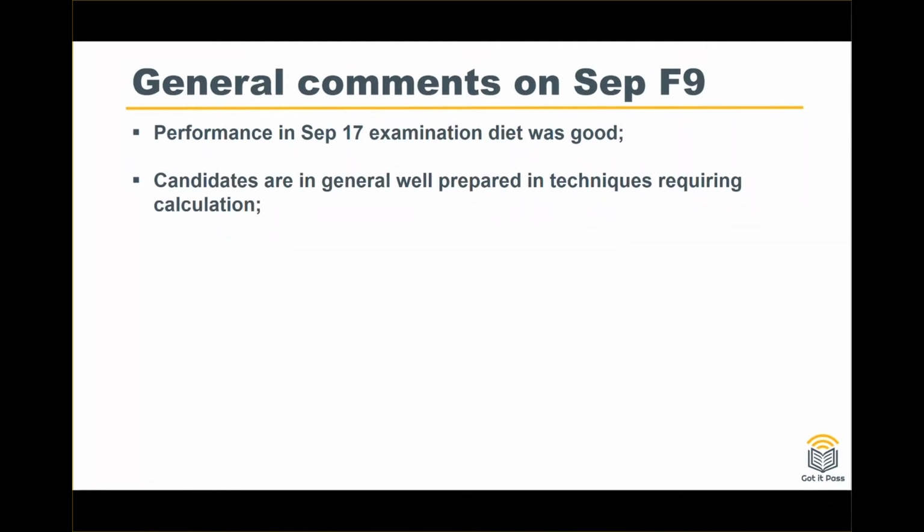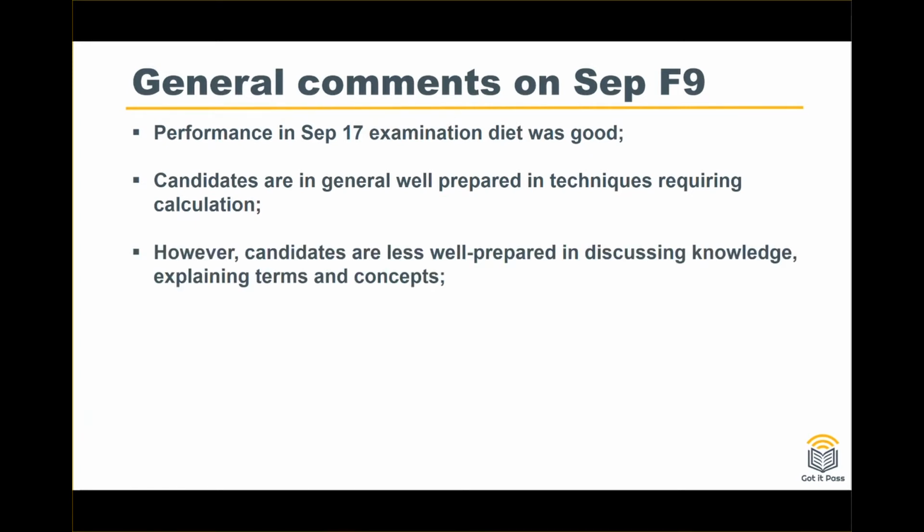It means, for example, the NPV calculation. It means working capital management, the cash hold calculation, operating cash cycle calculation, and also other areas like cost of capital calculation, which is quite good. But candidates are less well prepared in discussing knowledge, explaining terms and concepts.